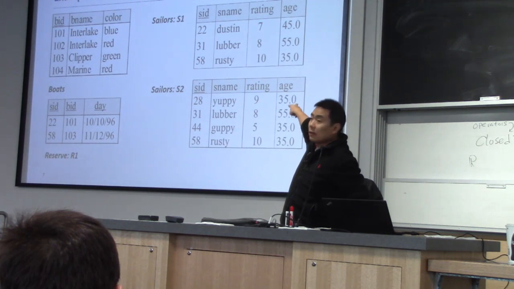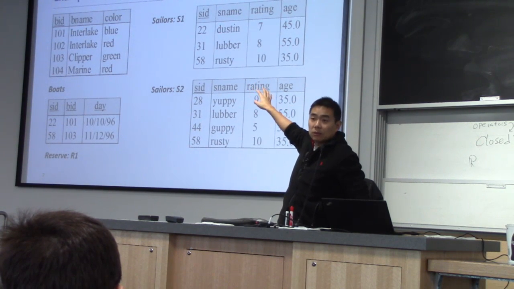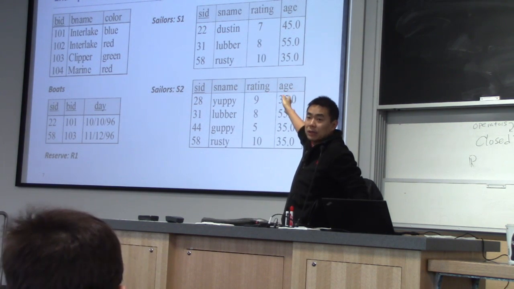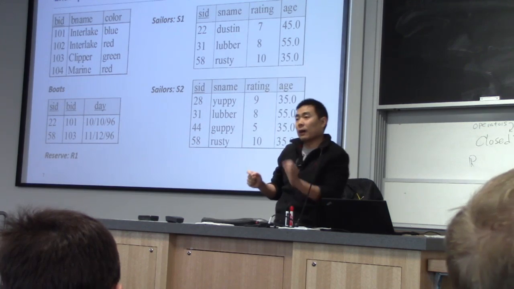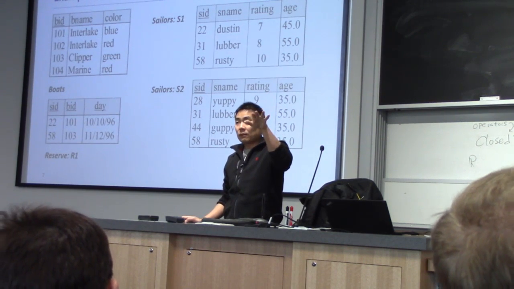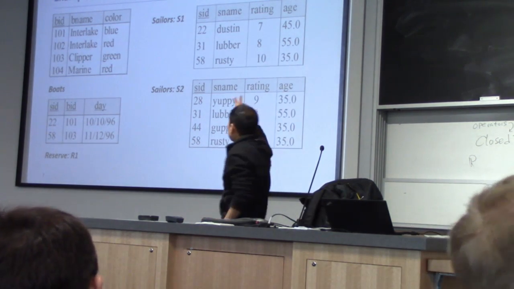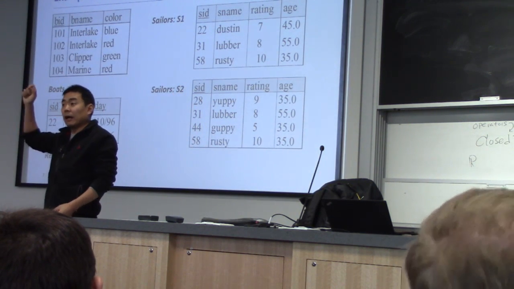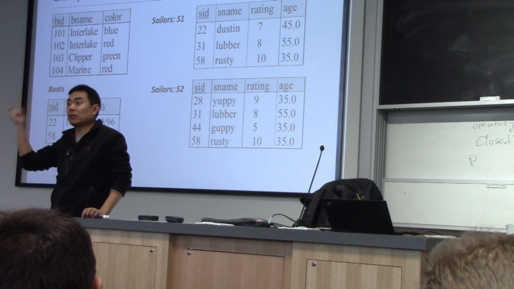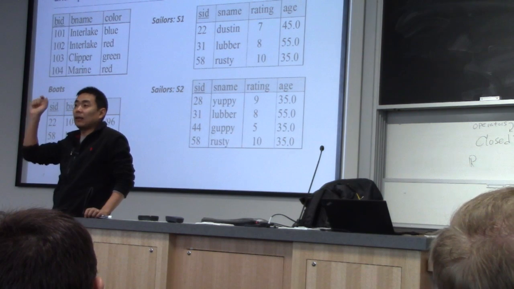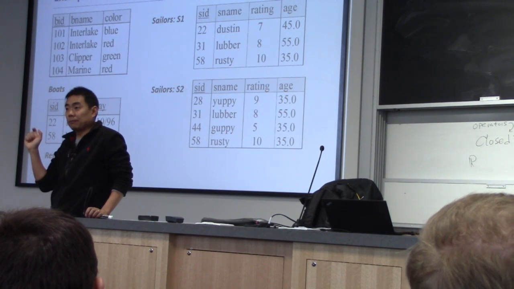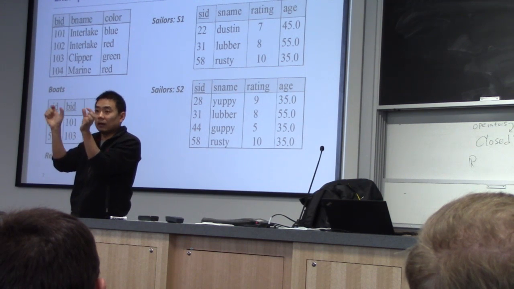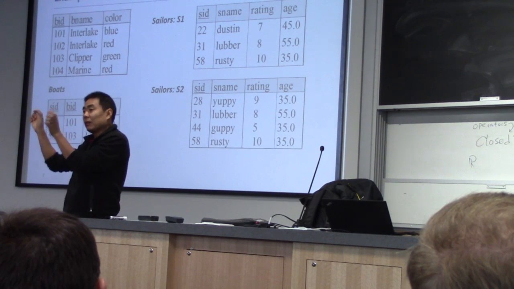I can clearly union these two, right? Because they have identical schemas: Sailor ID, Sailor name, rating, age. What about a simplified Sailor schema that has only two columns, Sailor ID and Sailor name? And I have another schema and corresponding instance called Student that has student ID and student name. Furthermore, let's assume in both cases student ID and Sailor ID are just integer. Student name and Sailor name are just string.